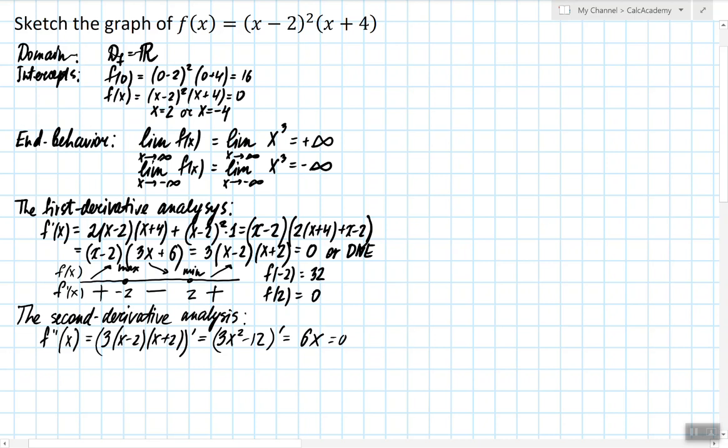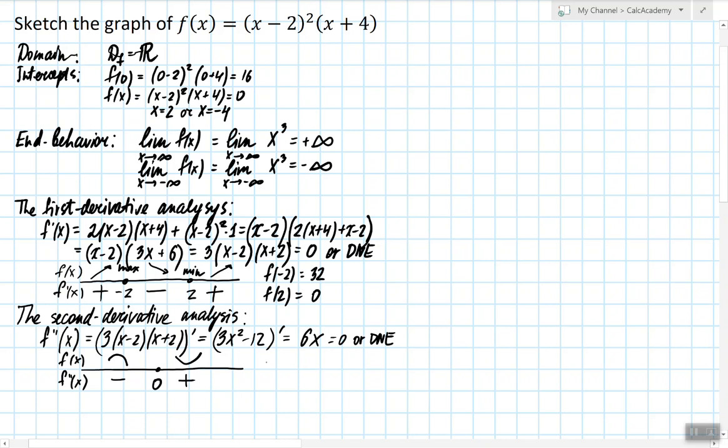So to find where it's equal to 0 or doesn't exist, I would have to analyze the expression 6x, and again it's just a linear function, so it exists everywhere, so we're not concerned about the points where it doesn't exist, but it is equal to 0 when x equals 0. And constructing the sign chart for the second derivative gives us the following chart. To the right side of 0 it's positive, to the left side of 0 it's negative. So the function is concave down to the left of 0 and concave up to the right of 0.